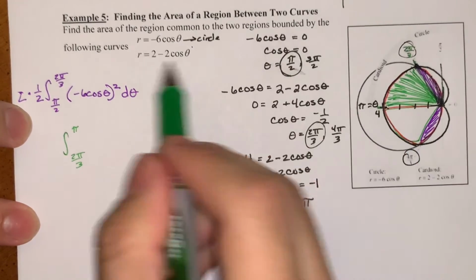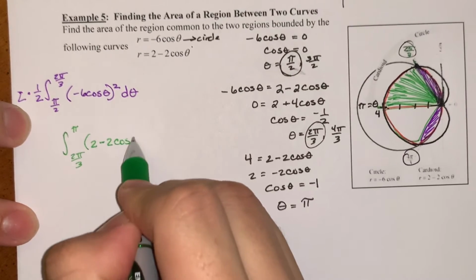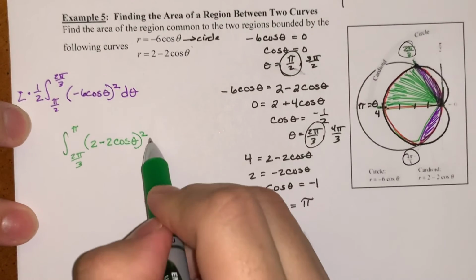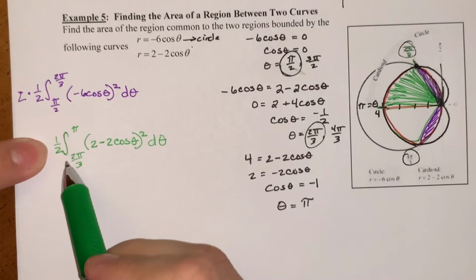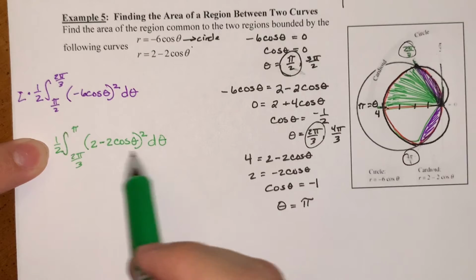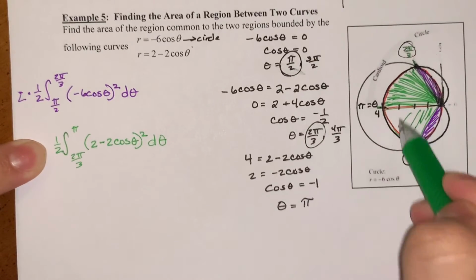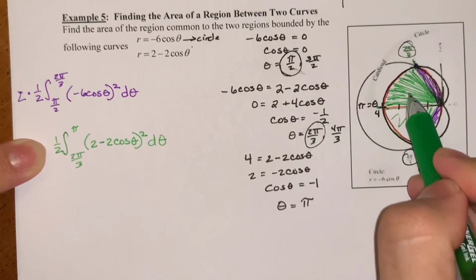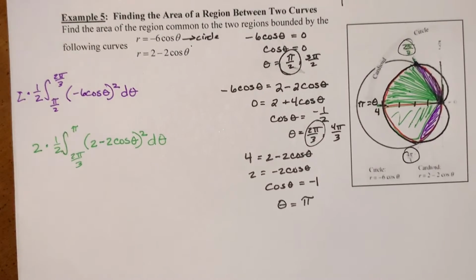This time we're going to do, the radius is the cardioid, so it's going to be 2 minus 2 cosine of theta squared d theta, don't forget the 1/2, right? Because that's the area of all of your sectors. But then again, we can't ignore the other half of this, right? So if we doubled this result, that will give us the area of the bottom part. So times 2. And there you go.